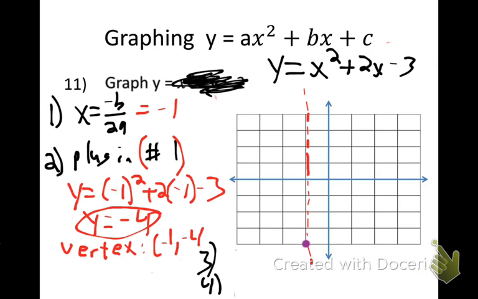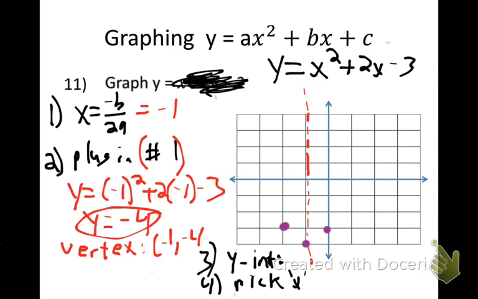Negative 3? Now step 3 says to do the y-intercept. The y-intercept is where it crosses the y-axis. So the y-intercept is negative 3. So I plot negative 3 on my y-axis, and then after I do that, I plot its reflection. I go the same distance on the other side. Step 4. What does step 4 say to do, Izzy?